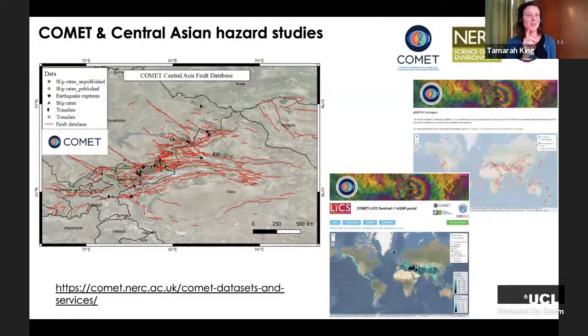So I'm currently working on Central Asian hazard studies with COMET. We're about to release a fault database with slip rates as well. And we also have lots of other data that you might find useful on the website. Thank you very much. I think that's all.